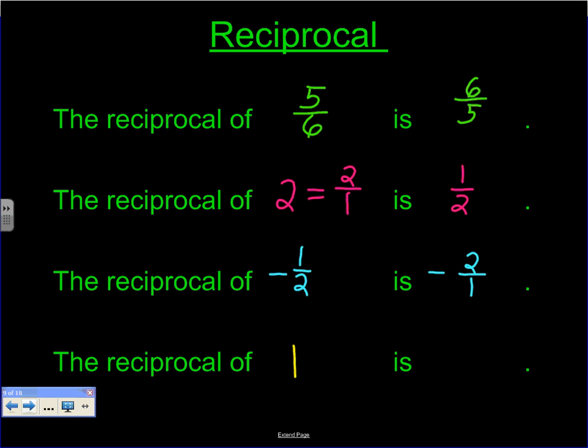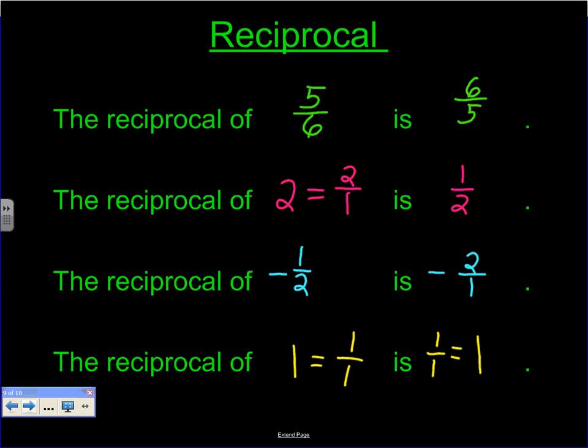And on the very bottom one, the reciprocal of 1 is, once again, we got to make 1 a fraction, which is 1 over 1. So the reciprocal of 1 over 1, we flip it, we get 1 over 1. And that is just 1. 1 over 1 is just 1.